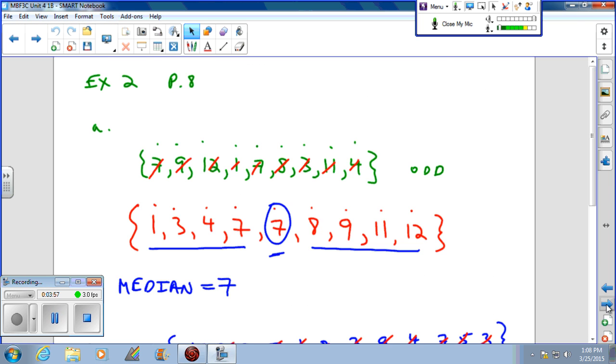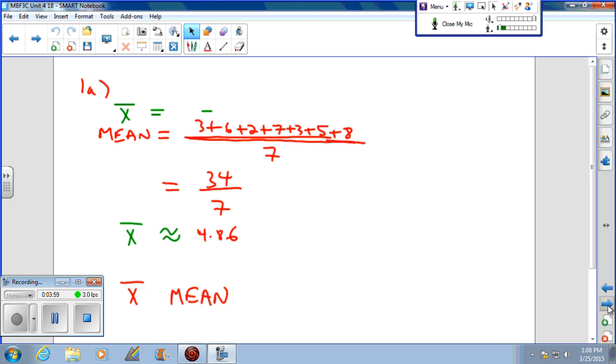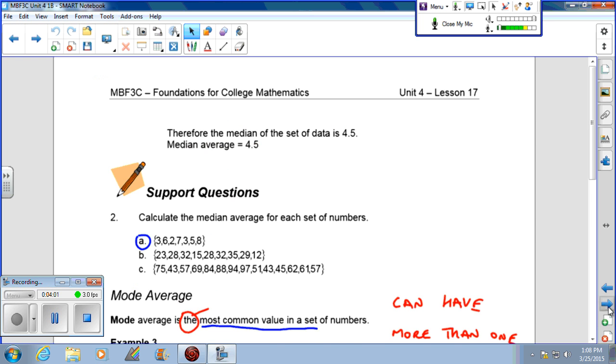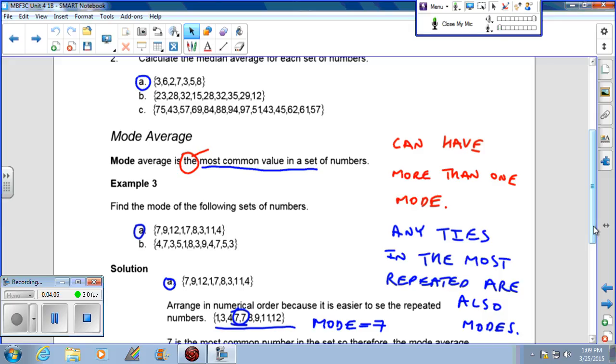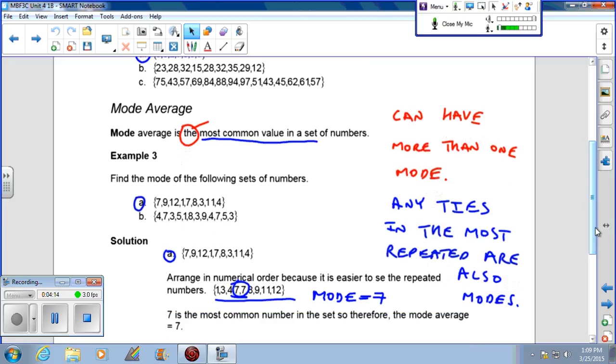And then the last measure of central tendency that we looked at is the mode. The mode is just the most frequent value, the most often repeated value. For example, if you're writing quizzes and you get a lot of 10s, and then you get a few others, an 8, a 9, or whatever, the mode might be 10, right? That's really the most frequent.